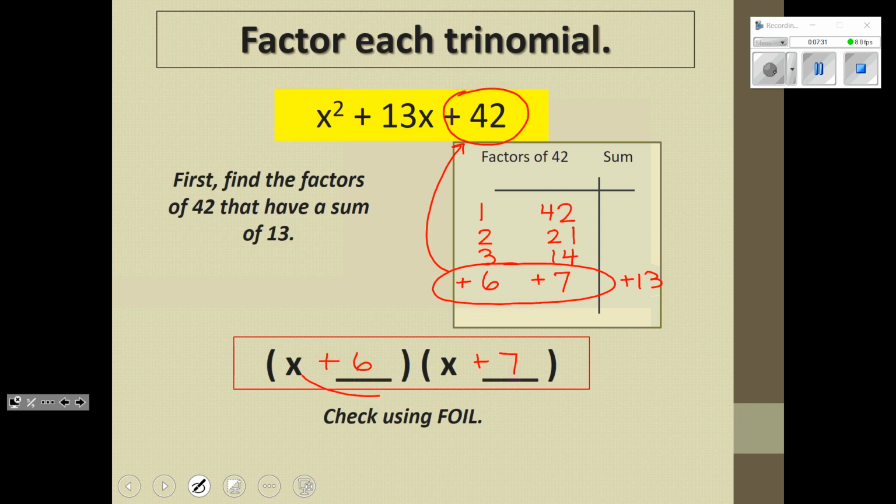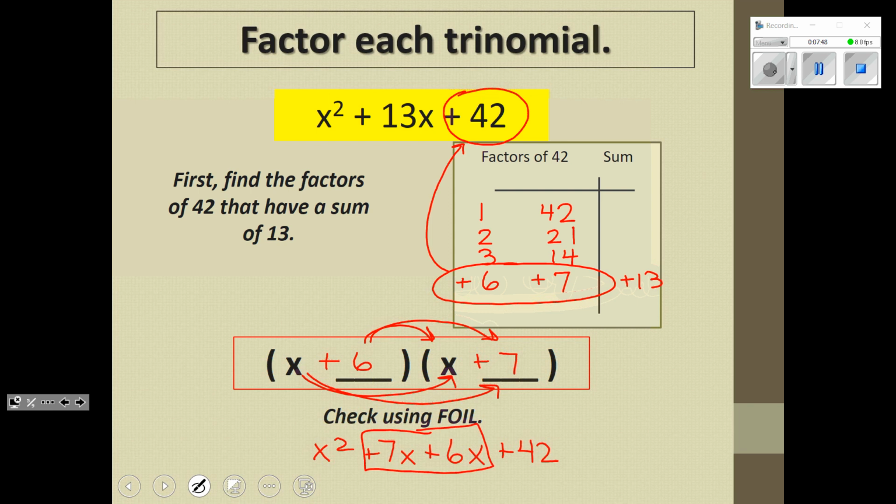If we do our FOIL to check it, x times x is x squared. X times 7 is 7x. 6 times x is 6x. And 6 times 7 is 42. And when we add these middle terms, we get our 13x. So it does check out.